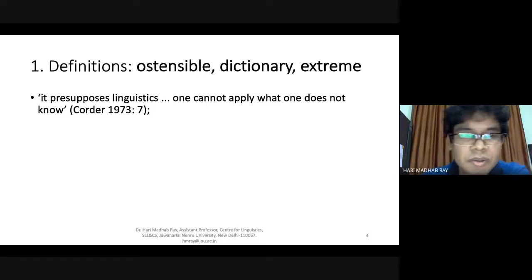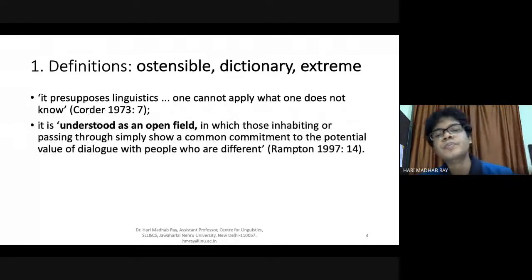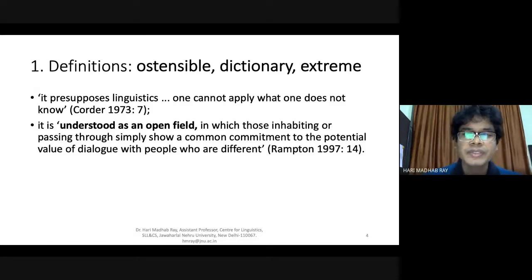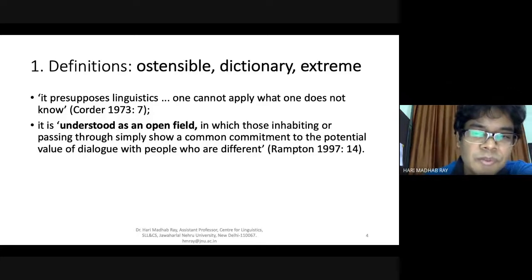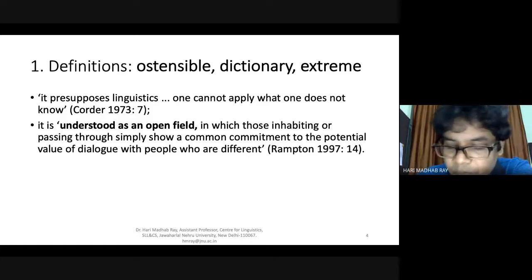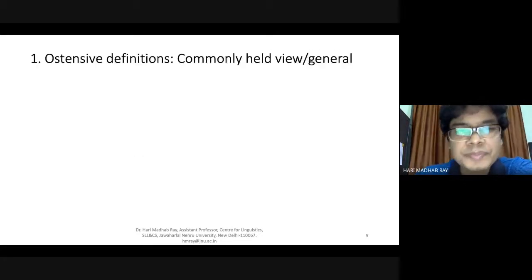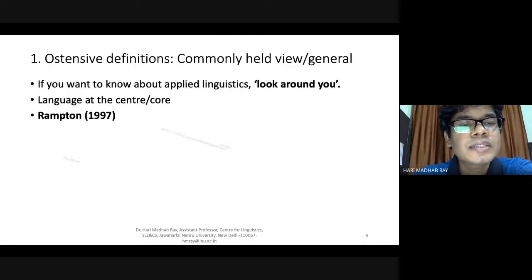And Rampton says it is understood as an open field in which those inhabiting or passing through simply show a common commitment to the potential value of dialogue with people who are different. It's understood as an open field, and we had seen how different subdisciplines came into the picture and merged into applied linguistics. There were lots of exchanges here. Now these are some of the definitions.